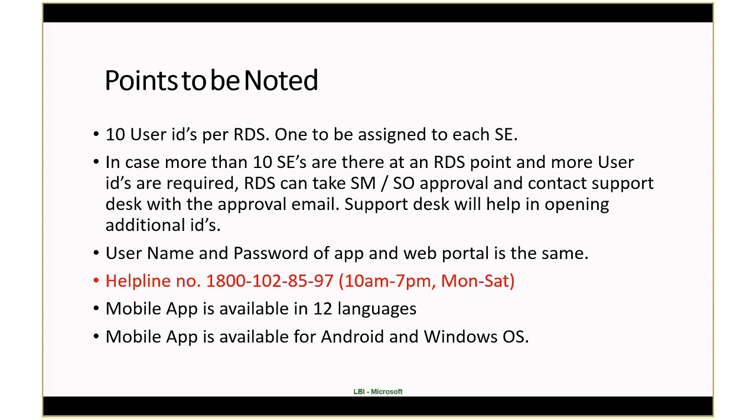Now, what you also need to remember is that the username and password for the app and the Every Dealer Survey web portal are going to be the same. You can also find the helpline number over here. The helpline is open from Monday to Saturday from 10 a.m. to 7 p.m. Just in case you are facing any issue with the app or with the web, you can call the helpline number. The mobile app is available in 12 languages. It is available for Android and Windows operating systems.